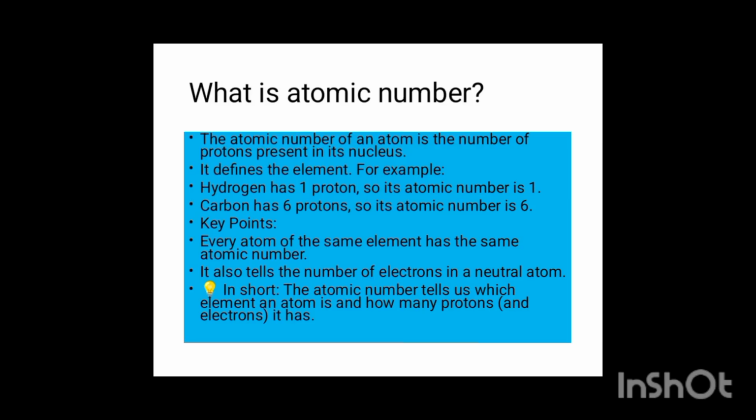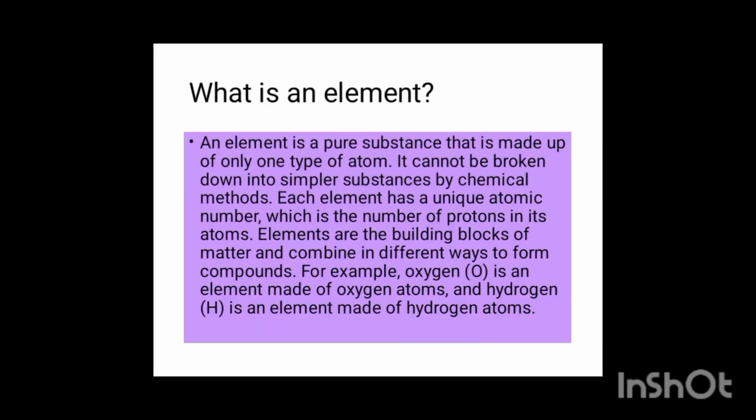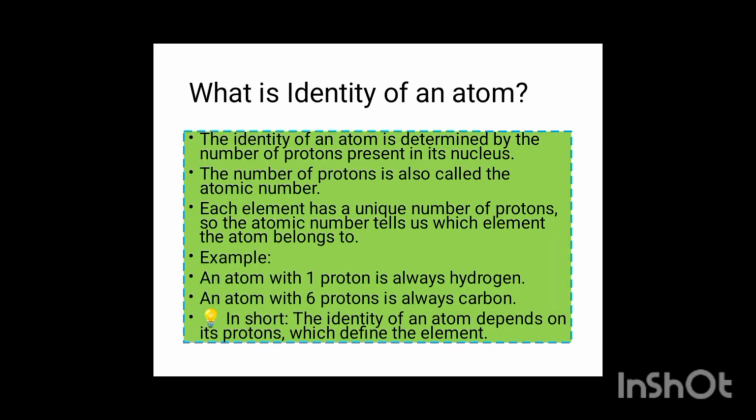Each element has a unique atomic number, which is the number of protons in its atoms. Elements are the building blocks of matter and combine in different ways to form compounds. We're not going to go into depth on compounds or mixtures. For example, oxygen is an element made up of oxygen atoms, and hydrogen, H, is an element made of hydrogen atoms.